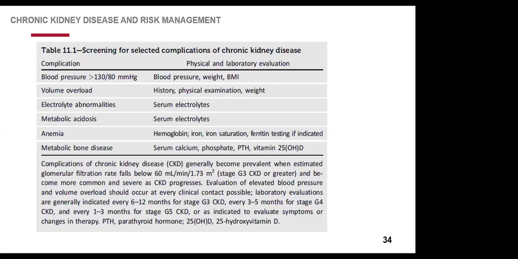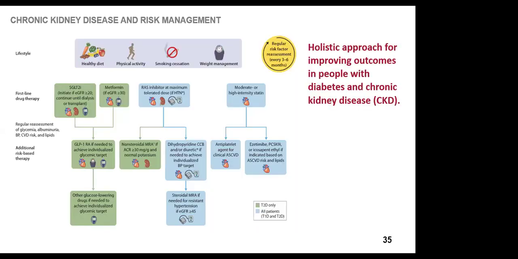Then for kidney disease, you need to screen for the complications of chronic kidney disease. For example, it can lead to hypertension and fluid overload, and make sure you manage all of these: metabolic acidosis, anemia, as well as bone disease. And you make sure you manage those appropriately.